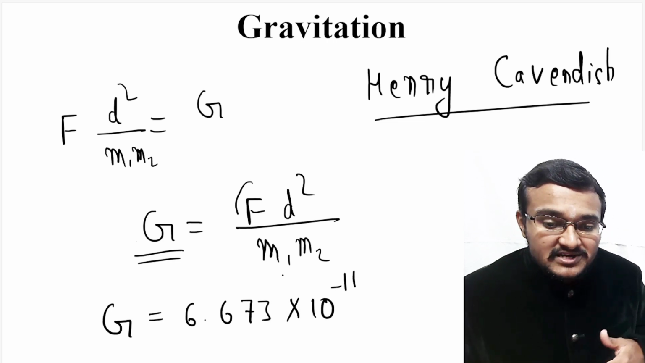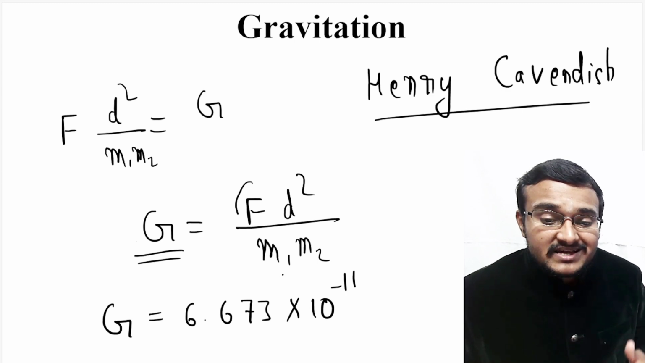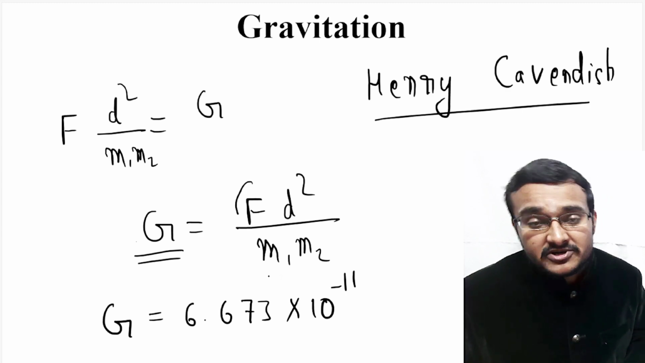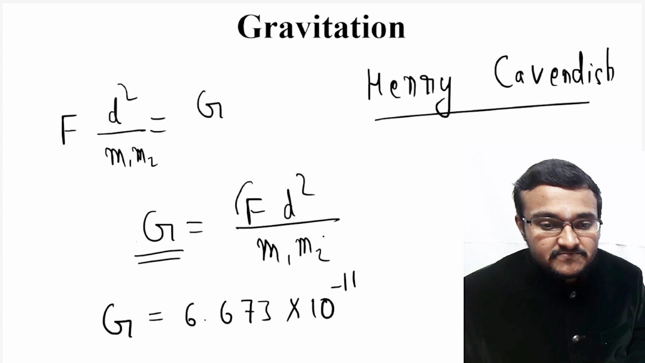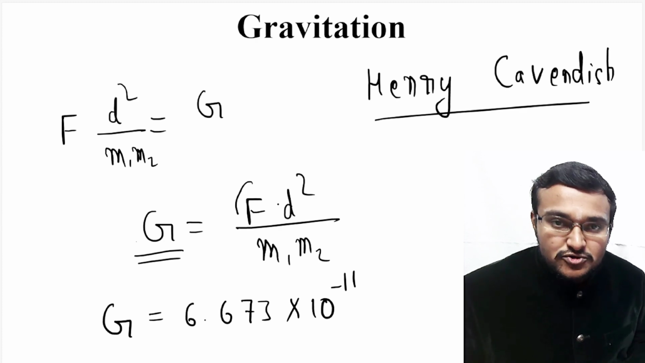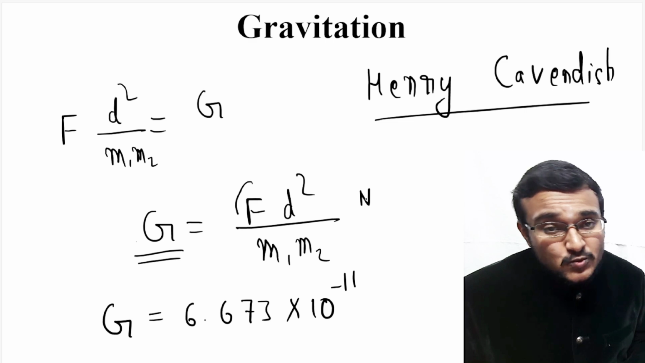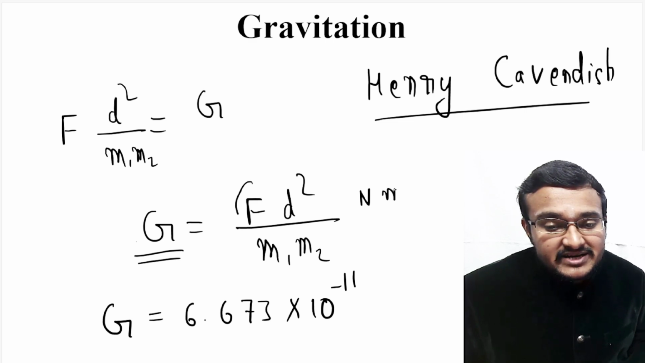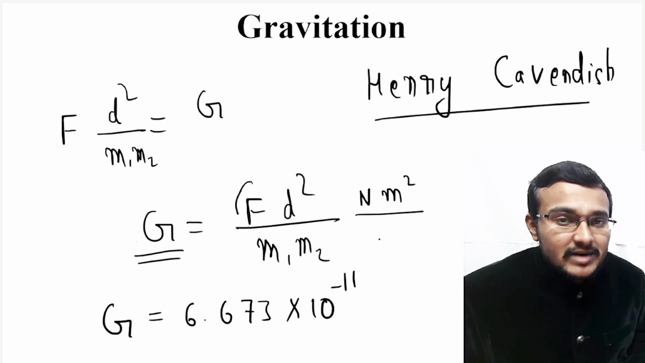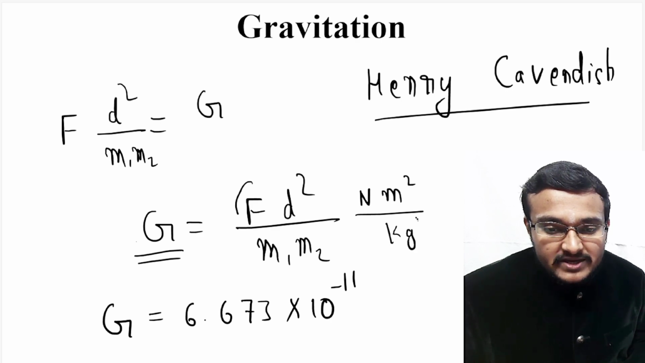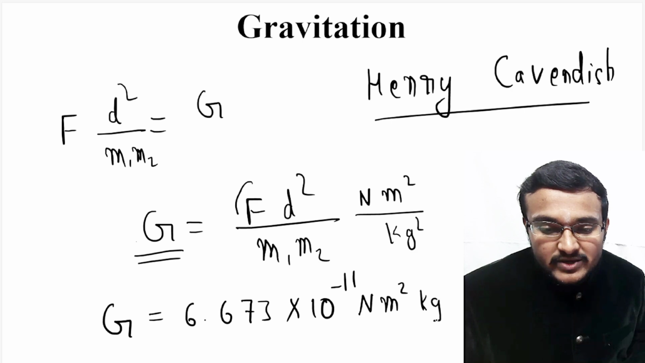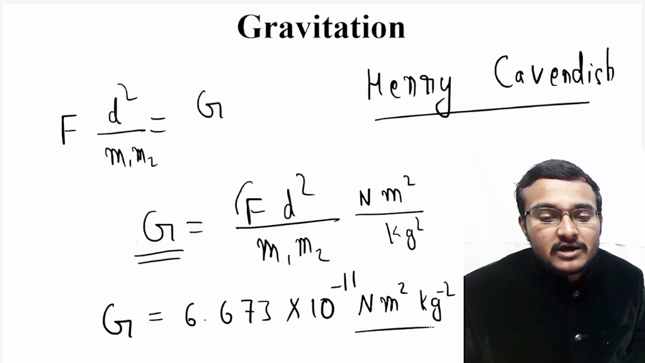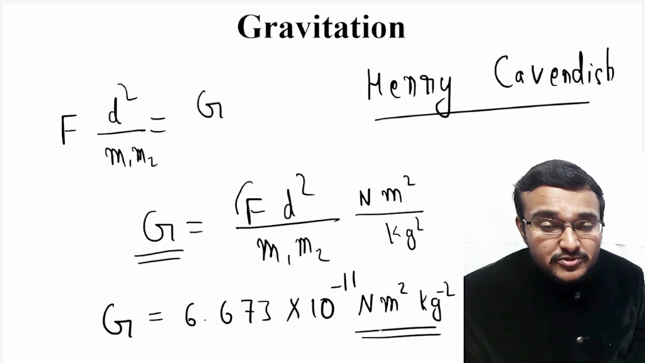So now we should notice what the SI unit of this proportionality constant of gravitation might be. So here we have force. Force is measured in Newton, and we have distance square. Distance is measured in meters, so Newton meter square per. We have 2 masses, so that means kg square. So Newton meter square per kg square, or N m² kg⁻², will be the SI unit for this proportionality constant.